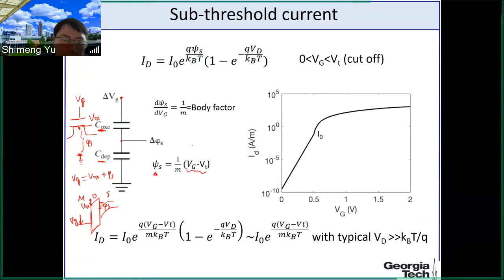So here we want to replace phi s with respect to the Vg, because eventually we need the ID versus Vg, because Vg is what you apply externally, phi s is something internal to the structure. So if we replace phi s with this Vg, then we can rewrite the current equation like this. You just replace phi s with 1 over m times Vg minus Vt, then you get this equation.